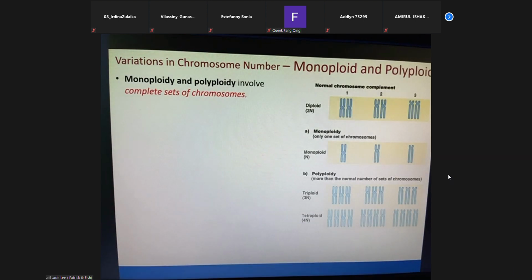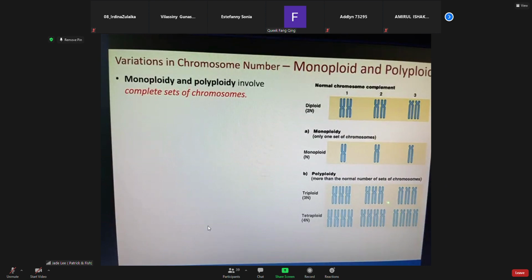So monoploidy or polyploidy involves a complete set of chromosomes. Kalau kita tengok di sini, this is the normal chromosome complement. When monoploidy, dia tinggal satu saja. Polyploid maksudnya kalau triploid dia menjadi 3n. Kalau tetraploid dia jadi 4n. Ya, boleh faham di sini?